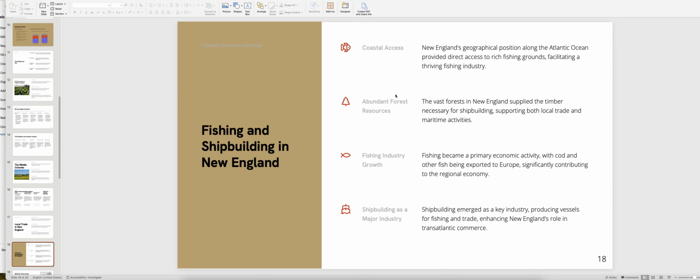Fishing, not enough cod or other fish being caught to have any meaningfully large export to Europe. There's some, but I think this AI slide's overstating it a bit.